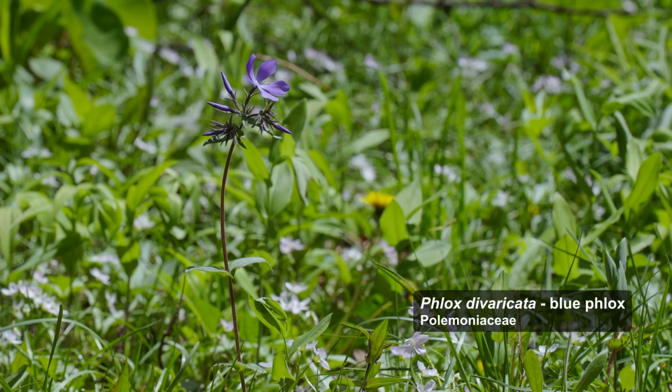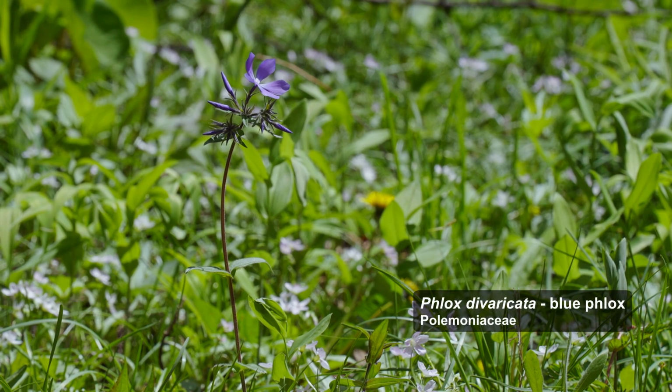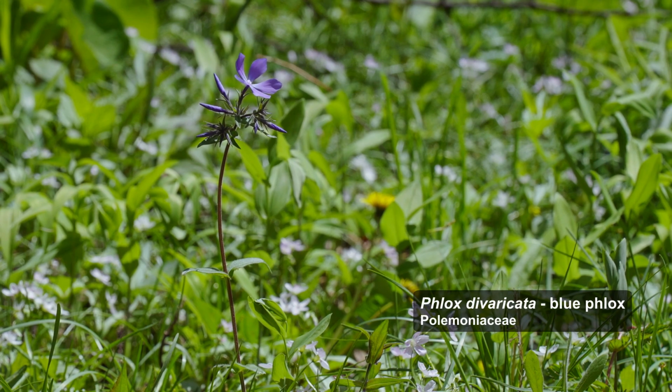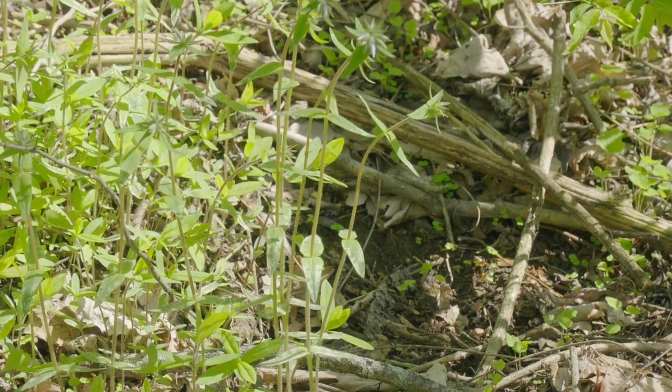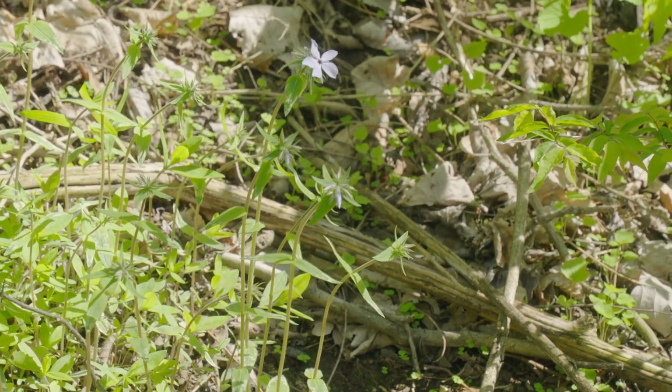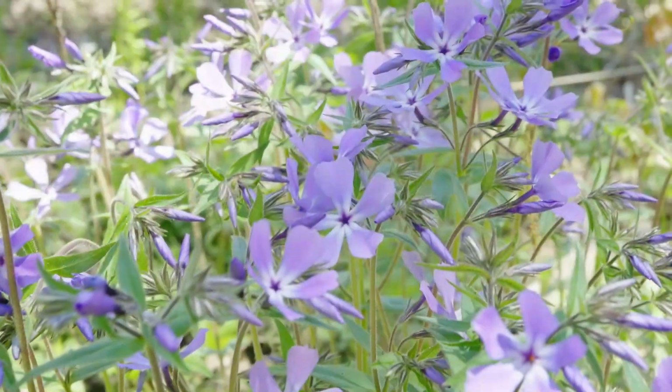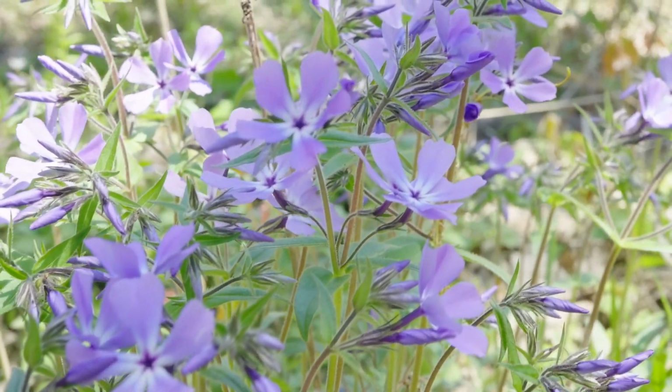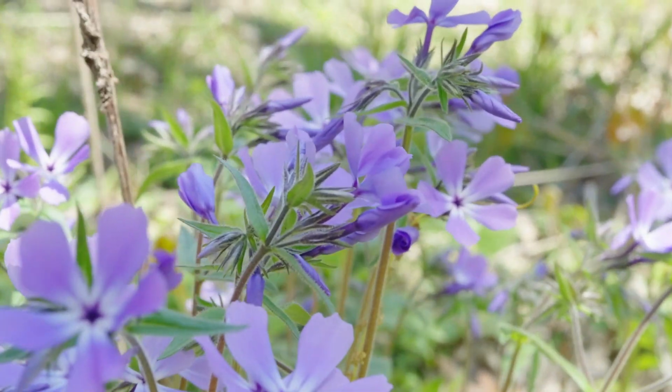Next up, we have Phlox divaricata, also known as blue phlox. Phlox divaricata typically grows to a height of 12 to 18 inches and produces clusters of fragrant tubular blue flowers with 5 petals.